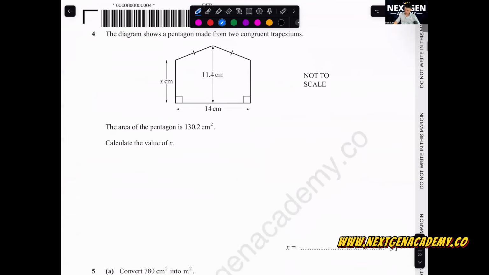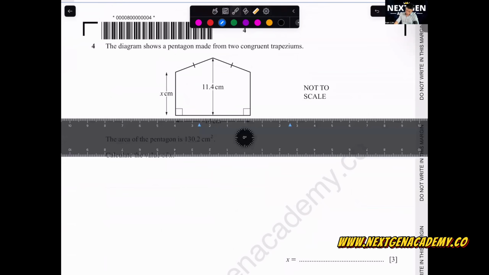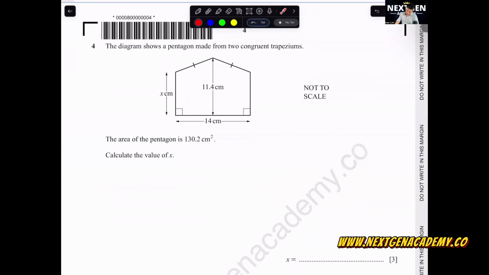Question number 4. The area of the pentagon is 130.2 cm squared. Calculate the value of x. Okay, how do we find the area of the pentagon? We can use two trapeziums. Okay, this is one trapezium, then another trapezium here. So first trapezium, second trapezium.